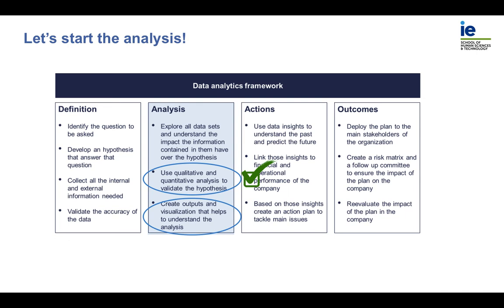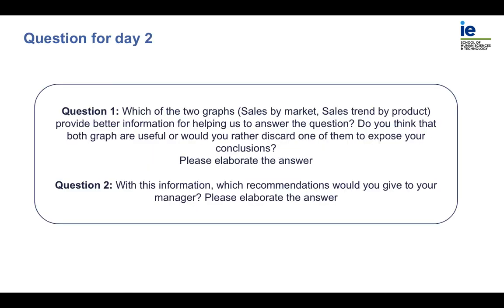So it's time for the questions for today. Question 1. Which of the two graphs, sales by market or sales trend by product, provides better information for helping us to answer the question? Do you think that both graphs are useful, or would you rather discard one of them to expose your conclusions? And second question. With all this information, which would be your recommendation for your manager? Please elaborate the answer.